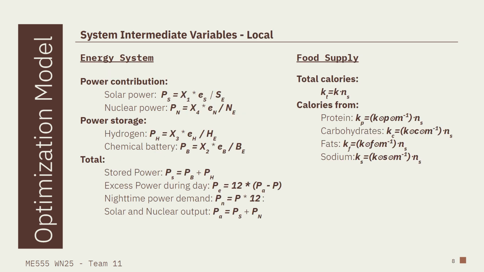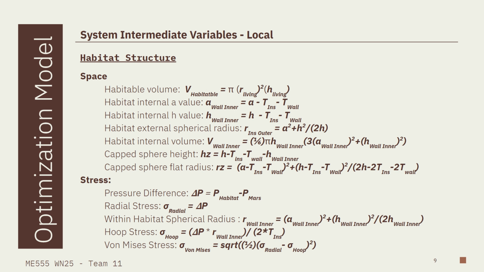Now let's dive deeper and look at some of the intermediate variables. These local intermediate variables are used to calculate other variables by using the parameters and equations we defined. The energy system intermediate variables include power contribution from solar and nuclear sources, and power storage capabilities using hydrogen and batteries. The food supply intermediate variables include calories from 4 different food groups. The habitat structure intermediate variables include those that define the geometry of the habitat structure and those that calculate the amount of stress the structure must endure.